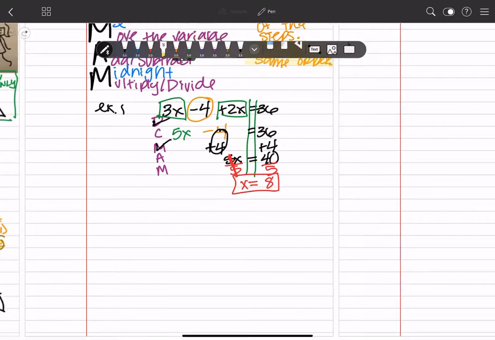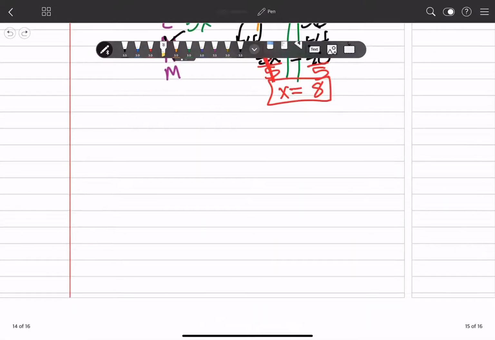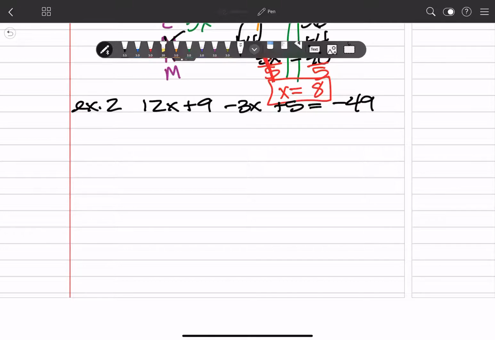All right. We are going to do example 2. It's going to be a little bit different. This time it's going to be 12x plus 9 minus 3x plus 5 equals negative 49. So let's write it out. Don't call me after midnight. Is there any distribution? No. So we're going to say next.